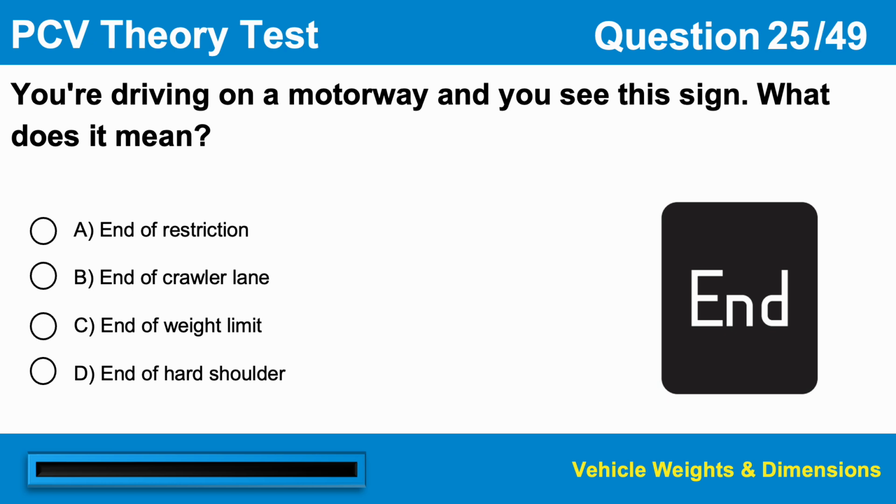Question 25. You're driving on a motorway and you see this sign. What does it mean? A. End of restriction. B. End of crawler lane. C. End of weight limit. D. End of hard shoulder.